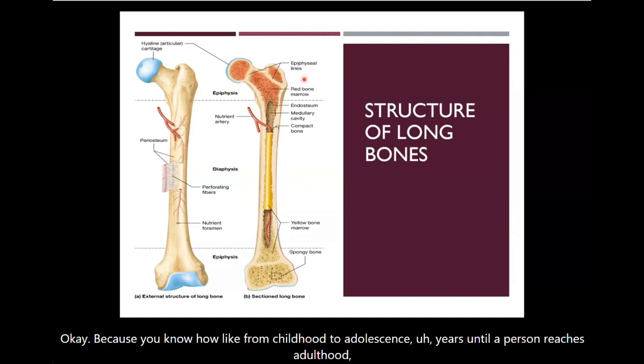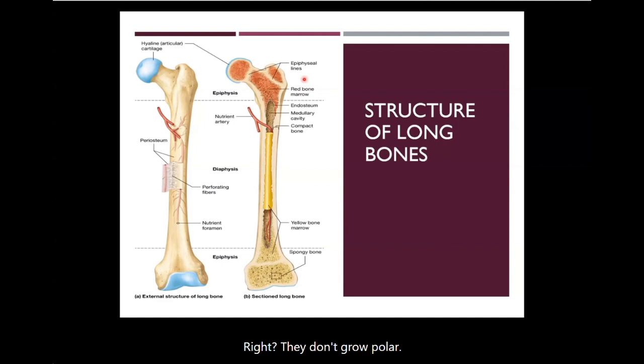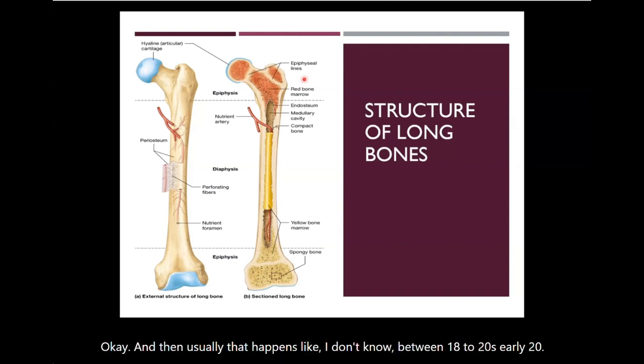Because you know how like from childhood to adolescence years until a person reaches adulthood, our bones grow and grow and grow until it hits a certain age that our bones don't grow longer, right? They don't grow taller. So that's because the epiphyseal plate, it runs out of the cartilage, it turns into epiphyseal line, and then the bone and the person stops growing, okay? And then usually that happens like, I don't know, between 18 to 20s, early 20, right? And then the bones stop getting longer. And then that's the part for that.